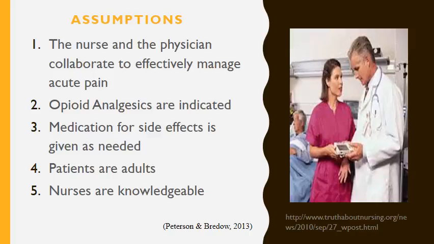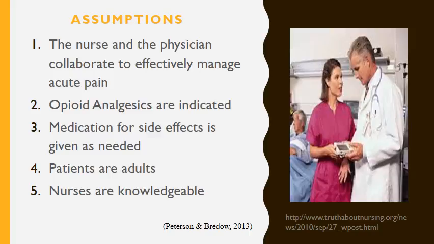There are 5 basic assumptions found in this theory. The first is that there is a collaboration between the nurse and physician to effectively manage the acute pain. The theorists assume that the nurse and physician are working together to manage the patient's pain. The second assumption is that opioid analgesics, epidural analgesics, or anesthetics are indicated. For this theory to work, the patient has to have enough pain for heavy pain medications to be prescribed. The third assumption is that these medications are ordered and available to be used as needed for pain and possible side effects.